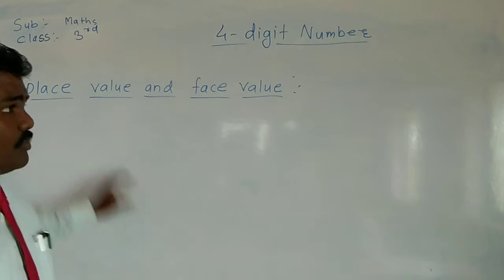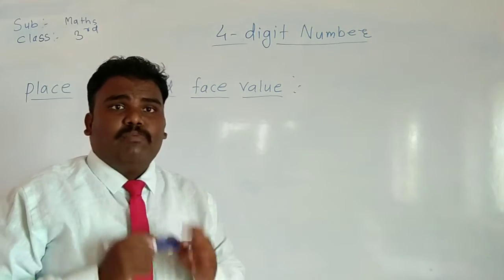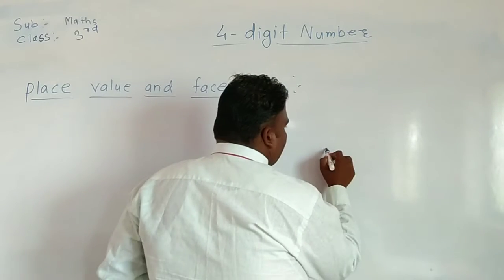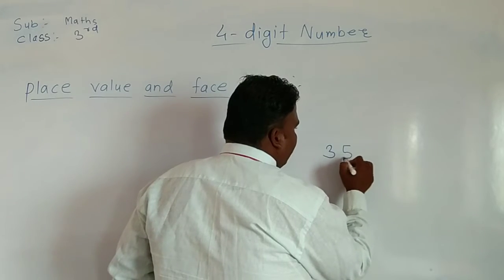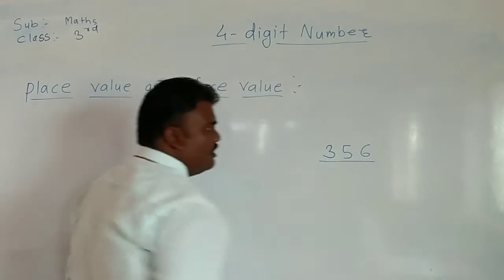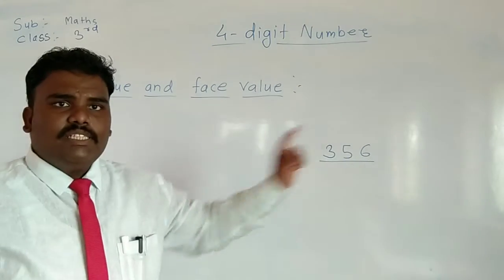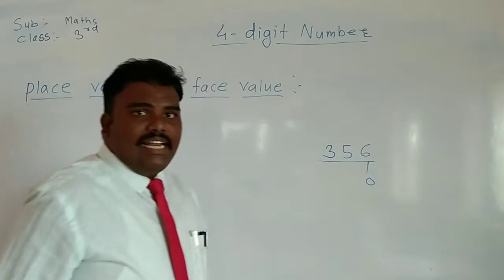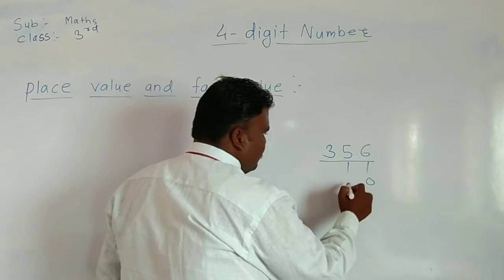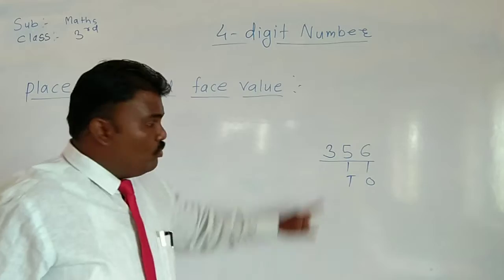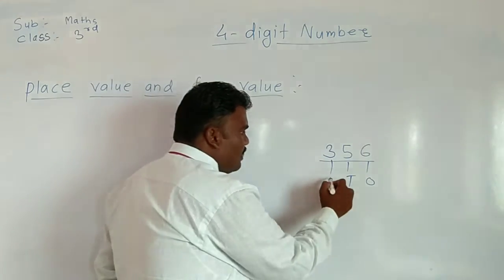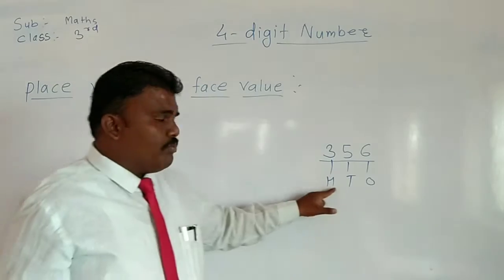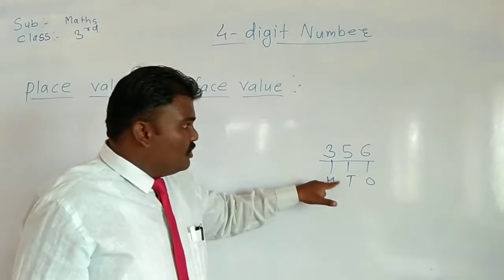Place value means we have to find the value with the help of places. For example, 356. This is a number in which there are some places. This one is the ones place, correct? What about this? This is the tens place. And this is the hundreds place, correct? So place values depend upon these places of this notation.